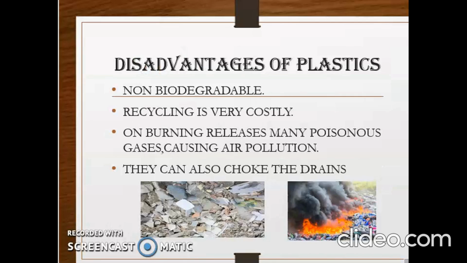Disadvantages of plastics. Plastics are non-biodegradable, that is, they do not decompose naturally by the action of microorganisms. Recycling is very costly. On burning, plastics release many poisonous gases causing air pollution. They can also choke the drains.